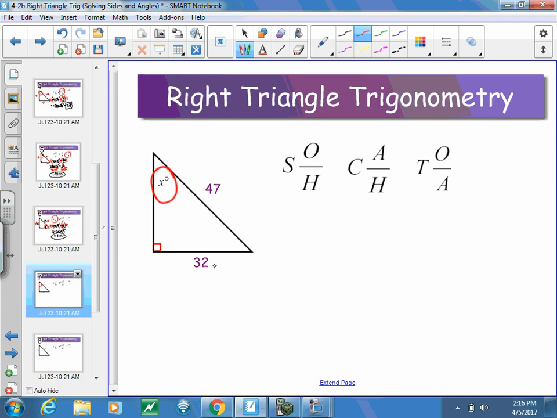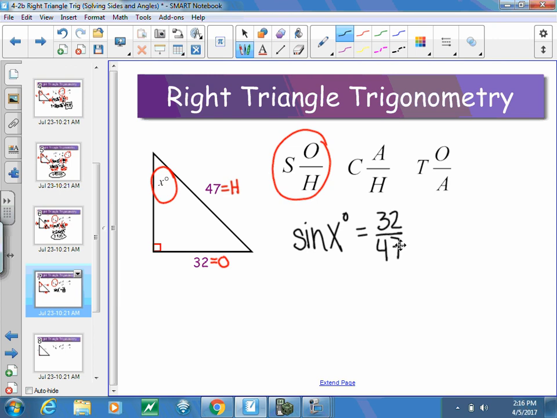And when I look at x, the information based off of that reference angle here, we have the opposite side and we have the hypotenuse that's given to us. Opposite and hypotenuse, that brings me to using the sine function. So setting this up, I would have the sine of x degrees is equal to 32 over 47. So now it's like, well, how do we solve for that angle?